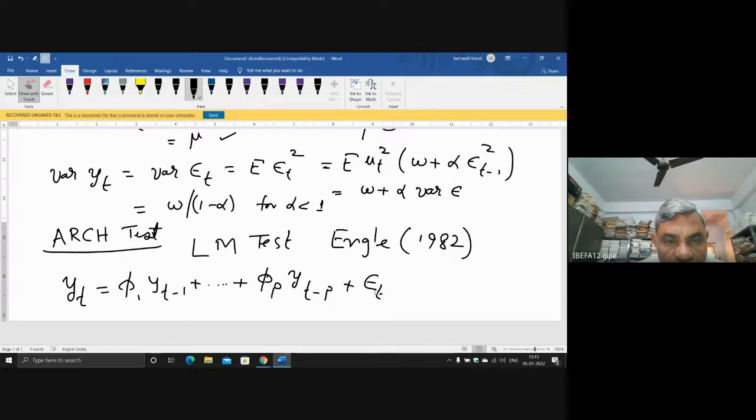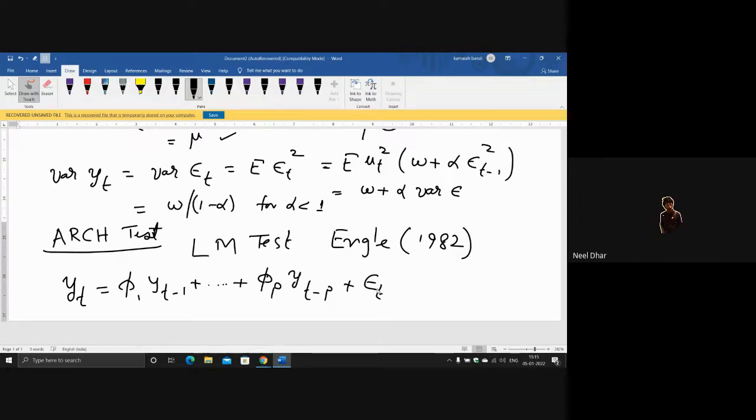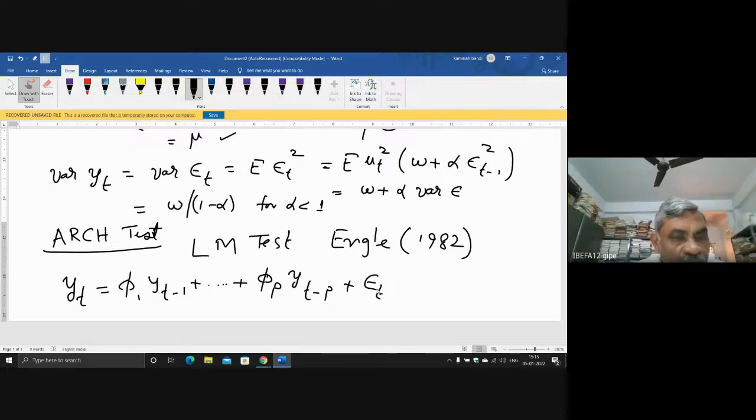Sir, you mentioned that the LM test is a way of detecting the ARCH effect, correct? But could you please tell us what exactly is the ARCH effect that the test is trying to detect? See, ARCH effect means the presence of volatility, some form of volatility.